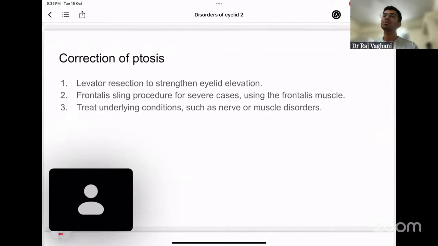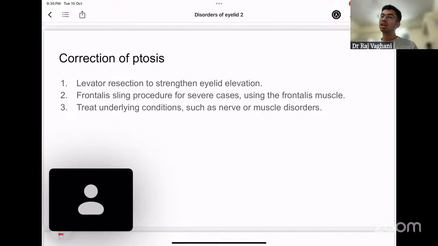Correction of ptosis means levator resection to strengthen eyelid elevation. So what can happen? Your levator palpebrae superioris muscle has become loosened. If it has become very loose, then what can happen? You can resect the muscle and you can tighten the muscle so that your eyelids can again become elevated.